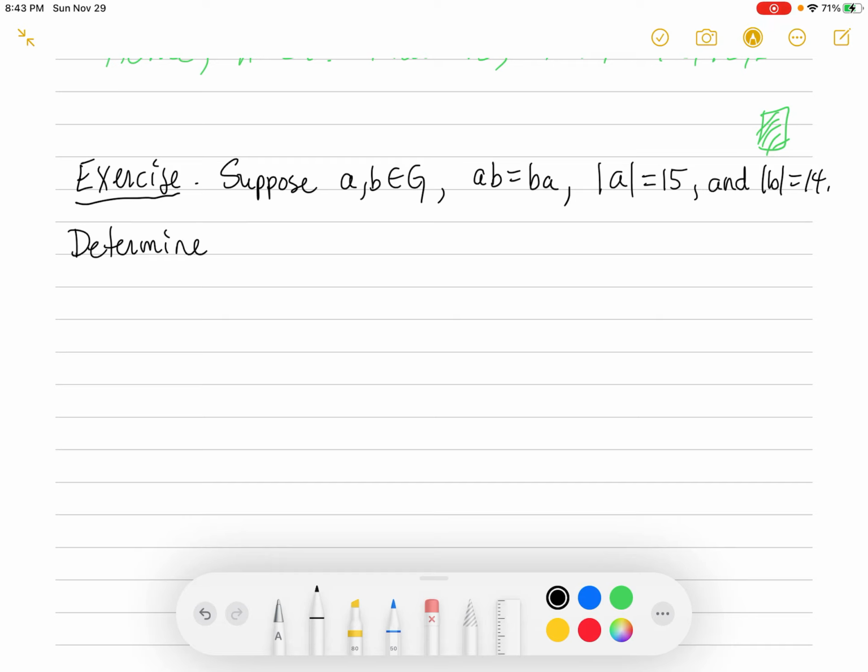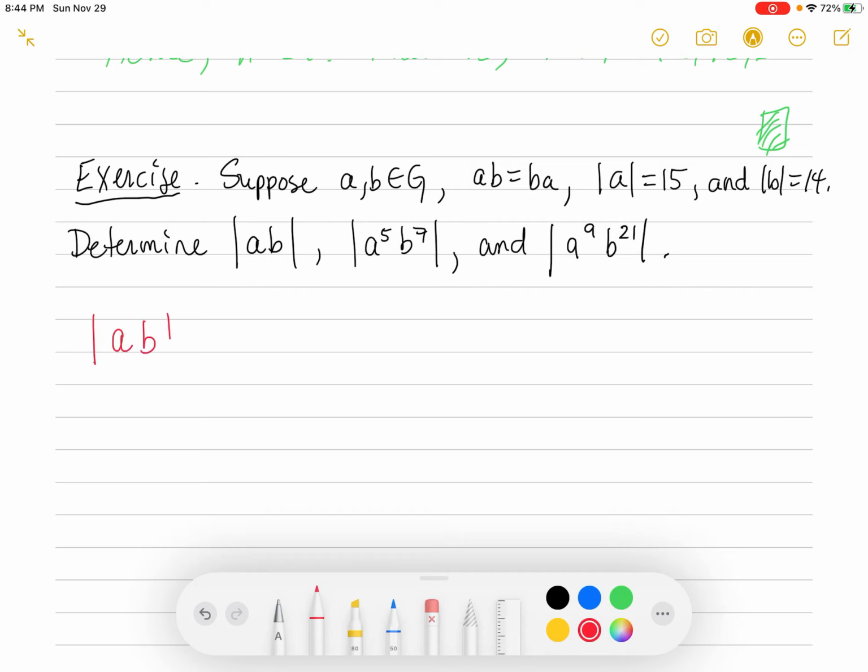So I want you to determine the following orders. I want you to find the order of the element AB. So AB is going to be an element you get by multiplying A and B together. I want you to find the order of that element. I want you to find the order of A to the 5th times B to the 7th. And I want you to find the order of A to the 9, B to the 21.